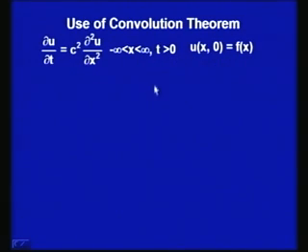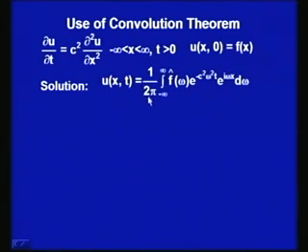When we use the Fourier transform, we got the solution as 1 upon 2 pi integral from minus infinity to plus infinity of f hat omega e to the power minus c square omega square t into e to the power i omega x d omega. What we are saying is that we have the Fourier transform of f, multiplied by another function e to the power minus c square omega square t. This is also a function of omega, and for the multiplication of these two I want the inverse Fourier transform.